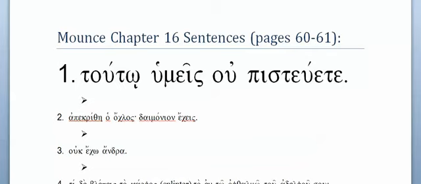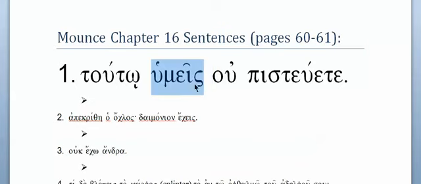So, sentence 1, this starts off with a tuto. So that's not a big deal. Recognize that it's a dative with the iota subscript. That'll help you there. But before you do anything with it, translation-wise, just remember it's a "this" and come back to it after you put together the rest of the sentence, because it's clearly not the subject.